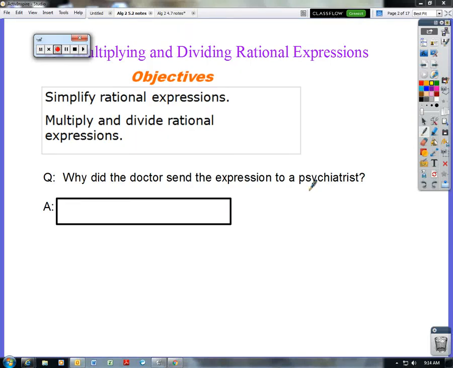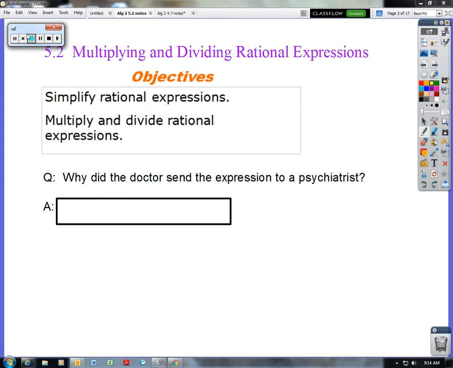This is section 5.2, multiplying and dividing rational expressions, and we're going to be doing a fair amount of factoring. So if you're rusty on that, you will not be for long. We're going to be simplifying rational expressions and multiplying and dividing.